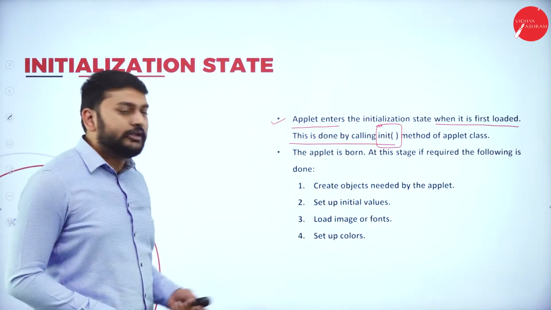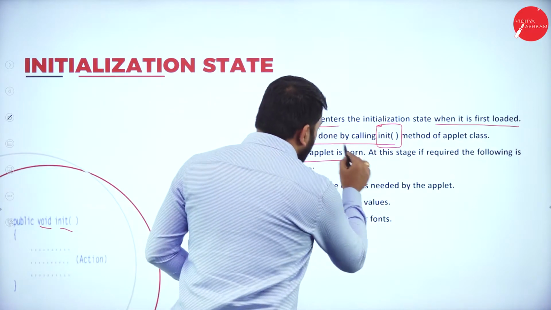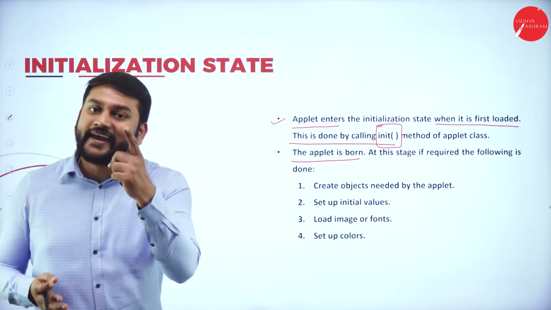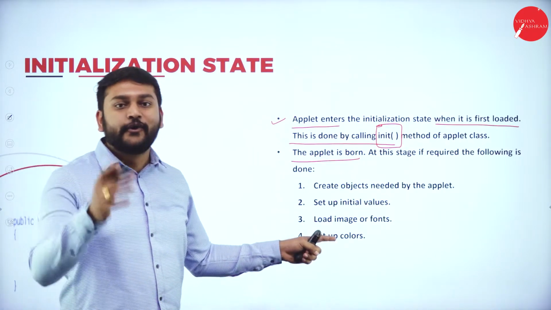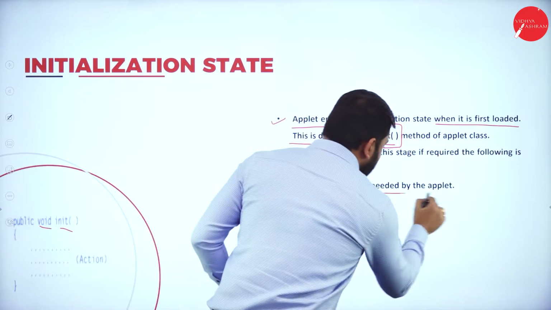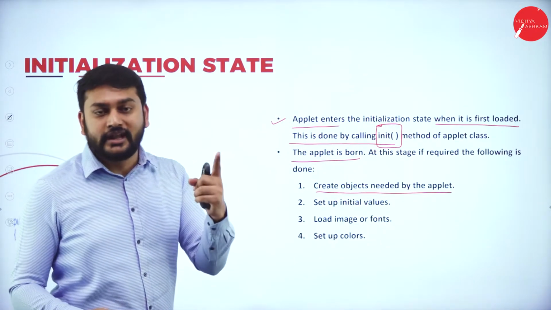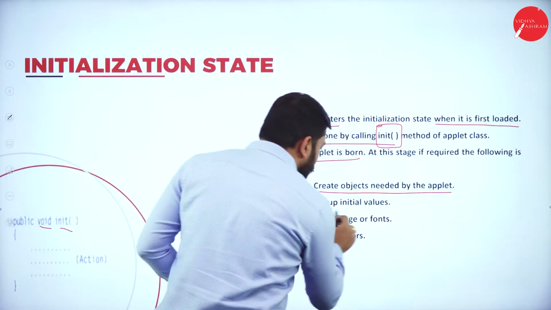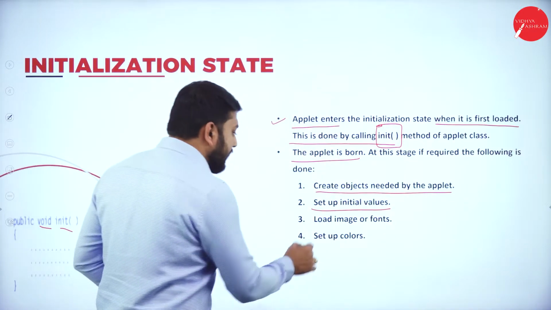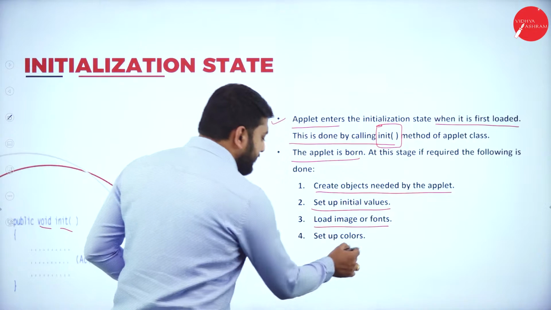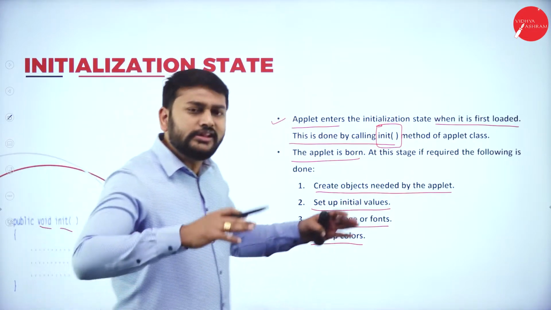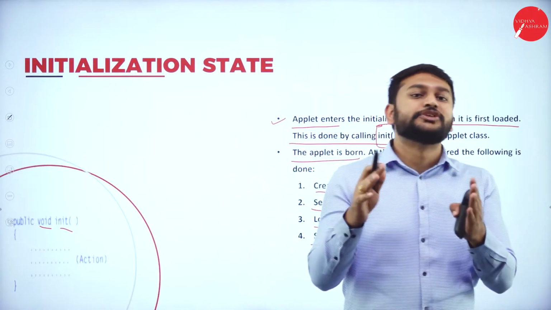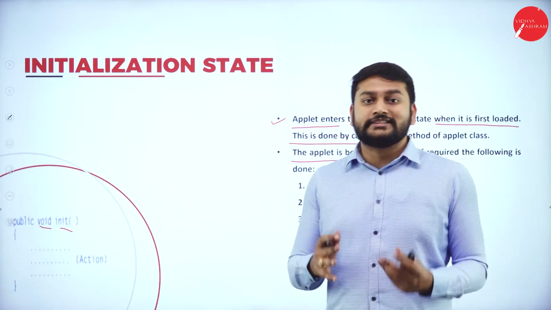So fine, moving forward to the next point. Yes, the applet is in the born state. When I'm in the born state, especially with the applet, guys, please remember I can do all these things. What is the first point? I can create the objects needed by the applet. That is the first thing that I can do when I have the applet in the initialization state. I can also set up the initial values. Yes, I can also do that. And then I can load images or fonts. And please remember, I can set up the colors. All these things I can do when the applet is in the first state, that is the initial state. All right, so what is the next state that I have?